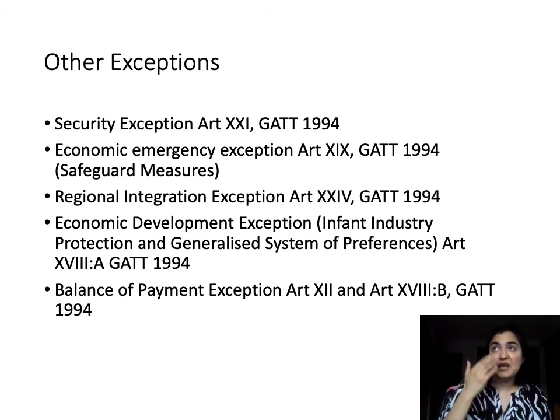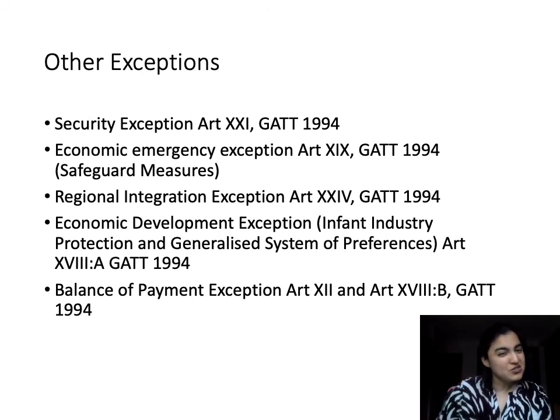You have other exceptions. You might question me, okay, Amrita, you're telling us about the principles of non-discrimination, but how are countries allowed to negotiate free trade agreements, bilateral trade agreements, regional trade agreements? Isn't that a violation of Article 1, most favored nation? Well, yes, but countries are still allowed to do it under Article 24, which is the regional integration exception. And there are some other exceptions, but they're not absolutely essential.